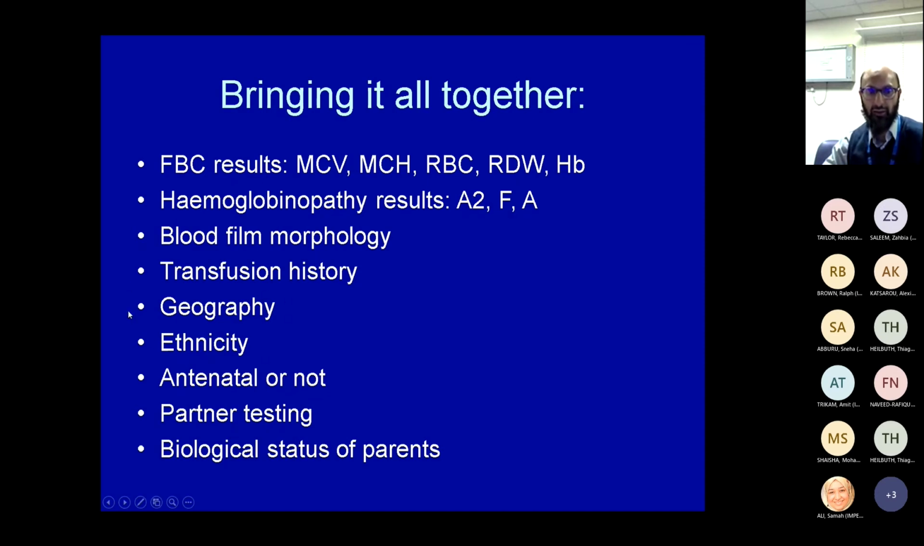The geography and the ethnicity is important in an assessment of individuals with thalassemia. And also what is extremely important is whether these individuals that we're seeing have childbearing capacity and whether we're seeing them in the antenatal situation or not, because that can have very important genetic implications and implications on what prenatal testing we offer. And partner testing obviously should be offered as well.